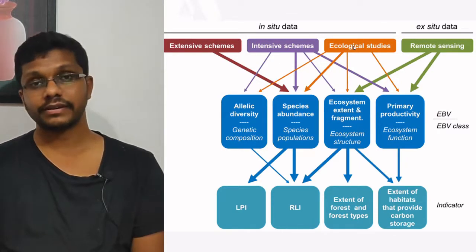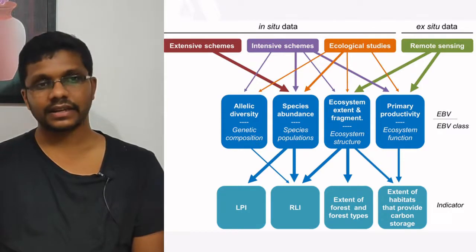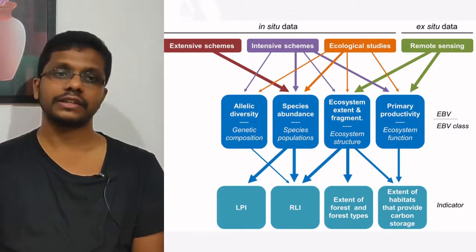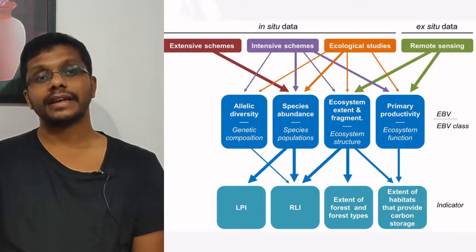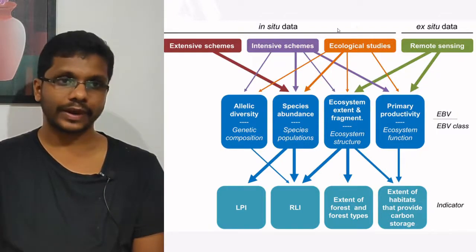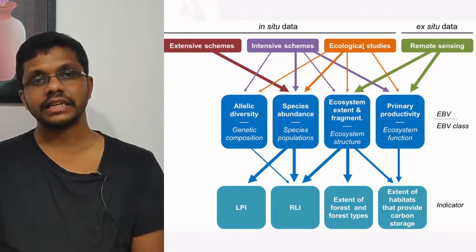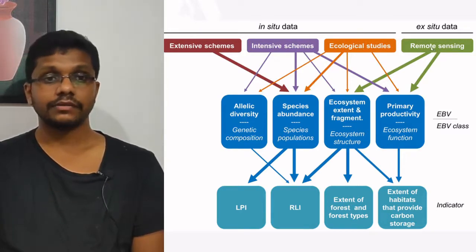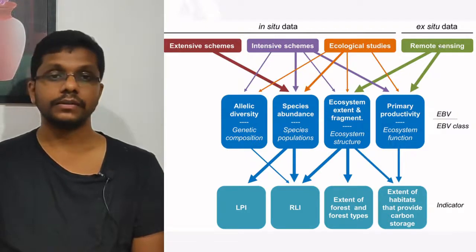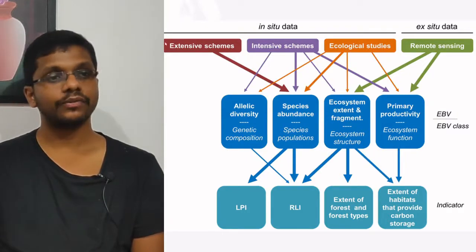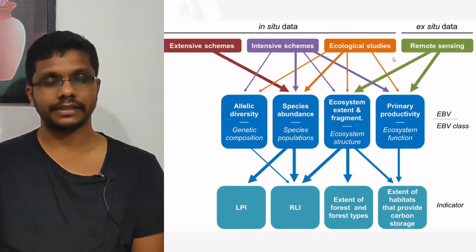And then we have ecological studies. Ecological studies can be a field study, or an experimental study, like the ecotron experiment. So ecological studies are also a type of primary data collection. Then we have remote sensing, which is also included in primary data collection methods. So we have 4 different types of primary data collection methods.